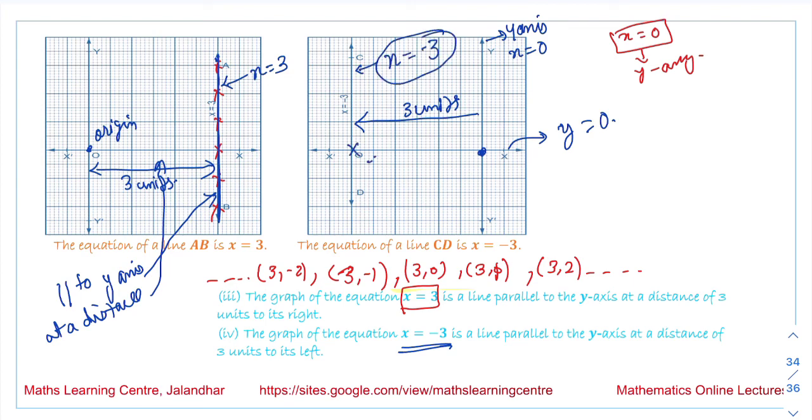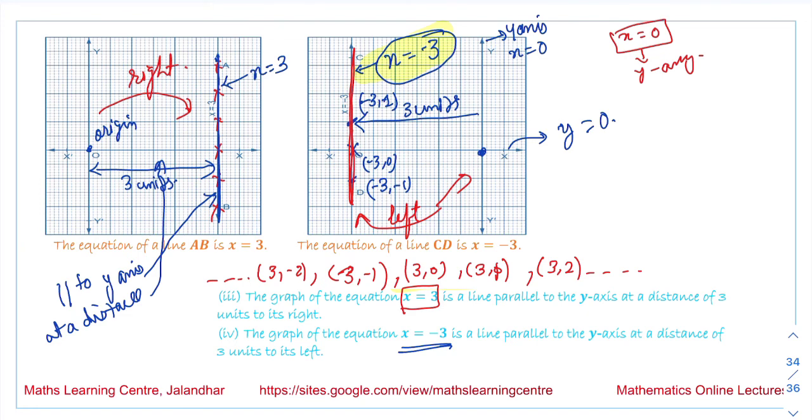So this line will have the equation x is equal to -3. Why? This point is (-3, 0). Next this point is (-3, 1). This point is (-3, -1). So this line over here has the equation x is equal to -3. This is on the left of the origin, and this is on the right-hand side of the origin. The same thing is mentioned over here.